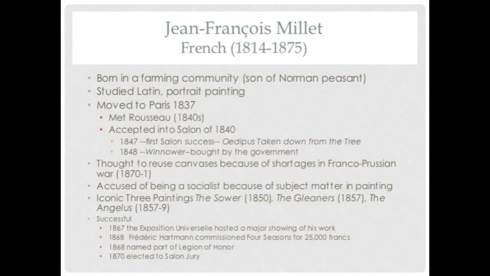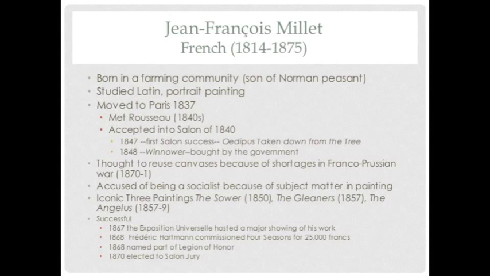Jean-Francois Millet was born in a farming community. He was the son of a Norman peasant, and although he was born as a farmer, he was very well educated and he studied Latin and portrait painting. Portrait painting would be seen in his later works, as you can see the attention to detail. He moved to Paris in 1837 and he met Rousseau in the 1840s. Unlike Rousseau, though, he was accepted into the Salon.